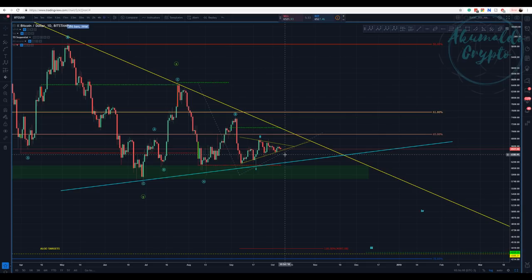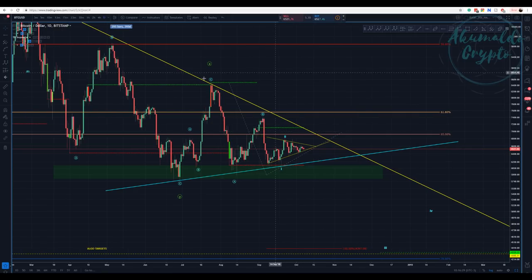So we need to challenge this 6400 first, okay, to really take other counts off the table, and then we need to challenge this blue trend line here, then it would be 6150, okay? That's what I see for Bitcoin, guys.